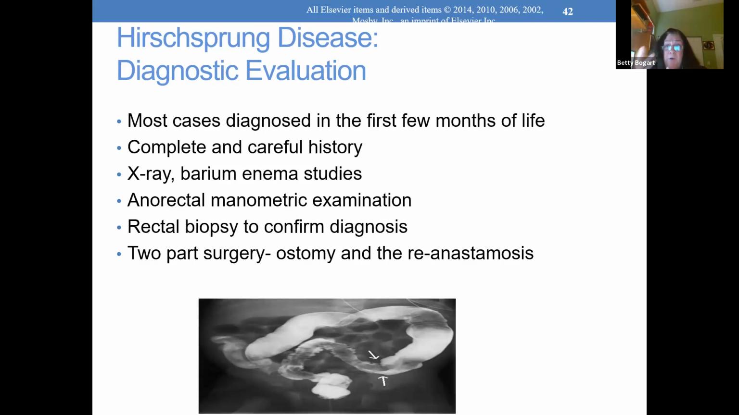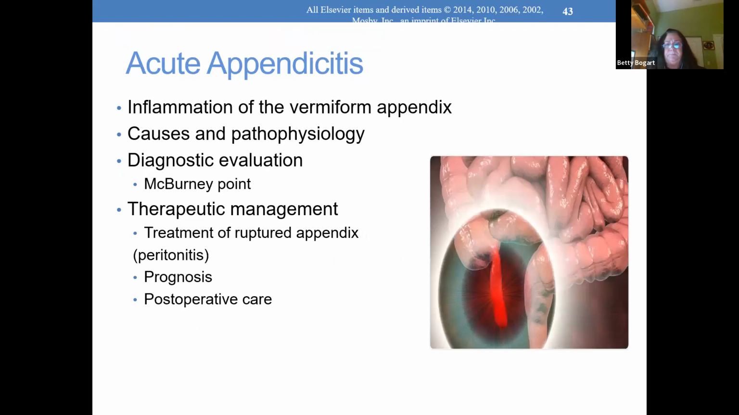So we have to put in a colostomy. Most of the time, they are reanastomosed and put back together by the end of 1 year. But this is a two-part process. They're going to end up with a colostomy to let that lower bowel rest, and then they'll reinsert it.